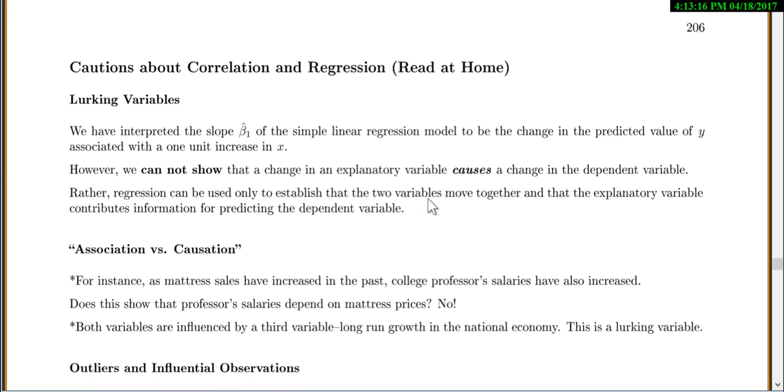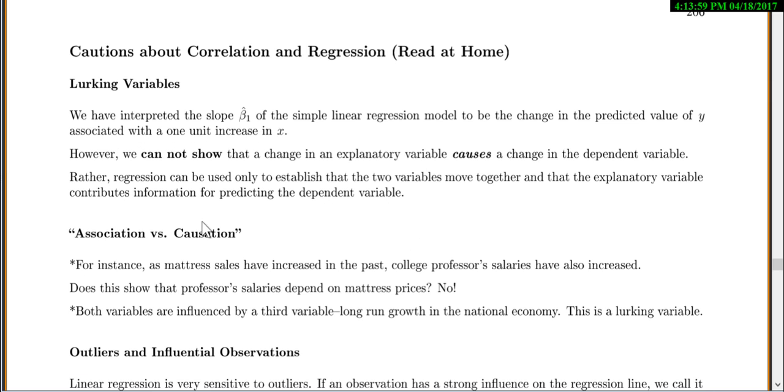And our next page, okay, you can read through this in your own book in more detail. Let me just kind of explain it. So one thing we have is what's called a lurking variable. So we've interpreted our slope as the change in the predicted value of y if x goes up by 1. But we can't actually show that a change in x causes a change in y. Rather, regression can only be used to establish that the two variables move together and the explanatory variable contributes information for predicting the dependent variable. So we're not actually showing causation here. We're not saying increasing the home value causes upkeep to go up, just that they're associated and one is useful for predicting the other one.